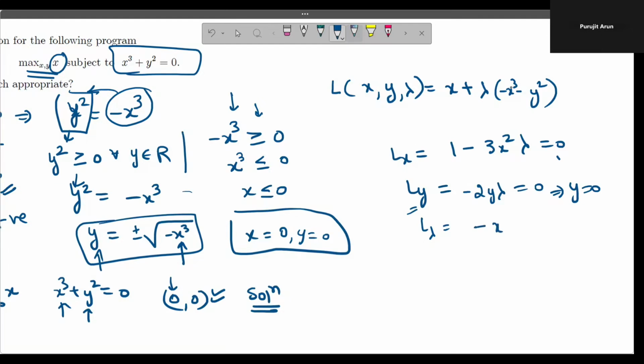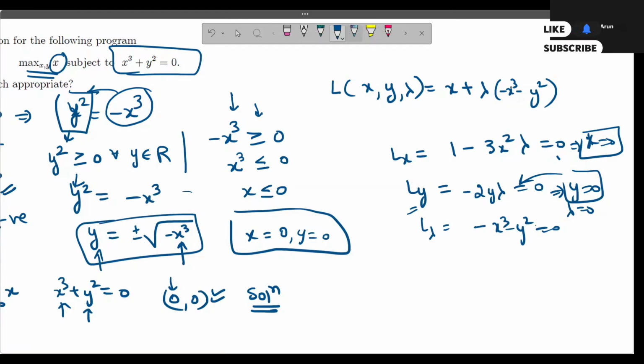Minus x cube, so minus lambda y square. And from here, what is lambda? So if y is 0, from here lambda is also 0. So x is 0. Everything is 0.